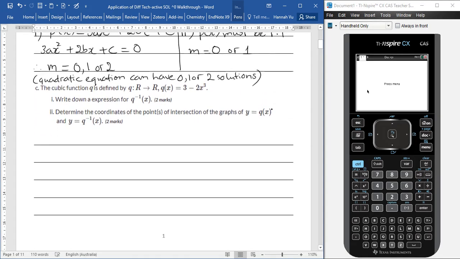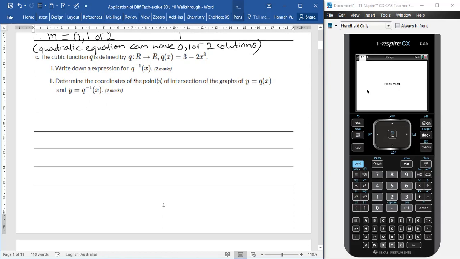Part C, the cubic function q is defined by q of x is 3 minus 2x cubed. Write down an expression for the inverse function. Now, because the question is worth 2 marks, I am going to show full working out. I'm also going to show you how to check your answer with the CAS, even though sometimes it helps, sometimes it just makes it a little bit more confusing because of the different notations.